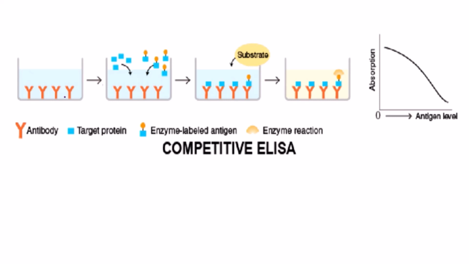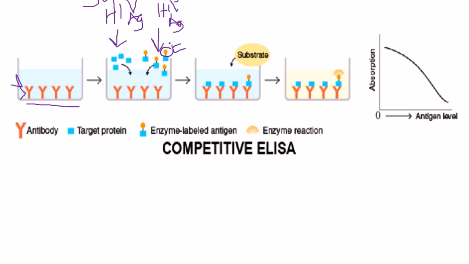Competitive ELISA, we have now our wells being coated with an antibody, and now here we add the patient antigen. Let's still use HIV antigen from the sample, and then we add another HIV antigen, okay, that is synthetic. This is from the serum of the patient. This is synthetic and it is conjugated to an enzyme.